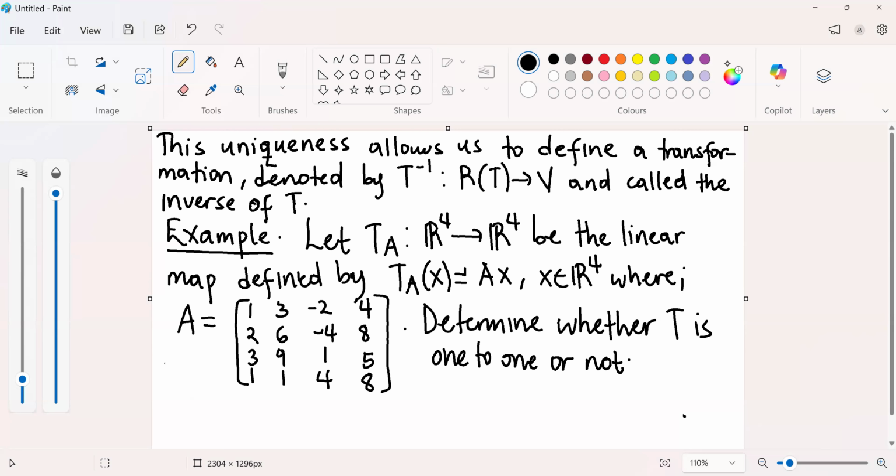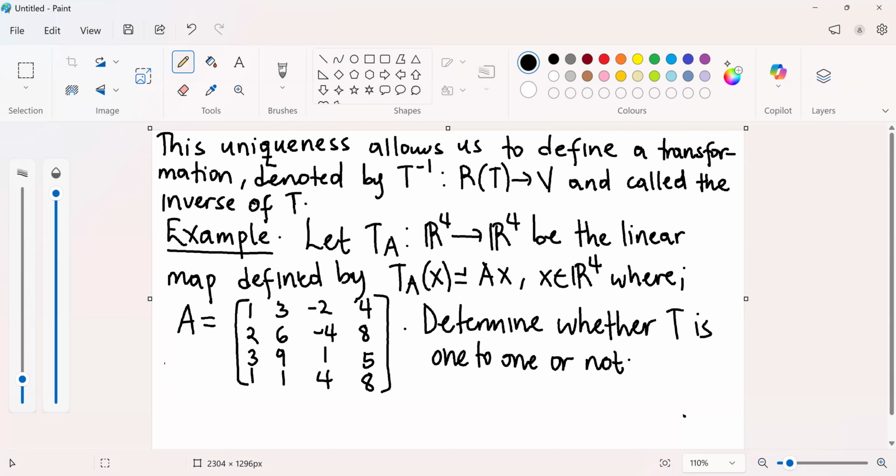Let me first work this out. So we have a linear map which is defined by that formula. They want us to determine whether T is 1-to-1 or not. Now, recall there are two ways of looking at 1-to-1. First of all, in the introduction, we defined what it means for a map to be 1-to-1: for two images that are equal, their objects should also be equal.